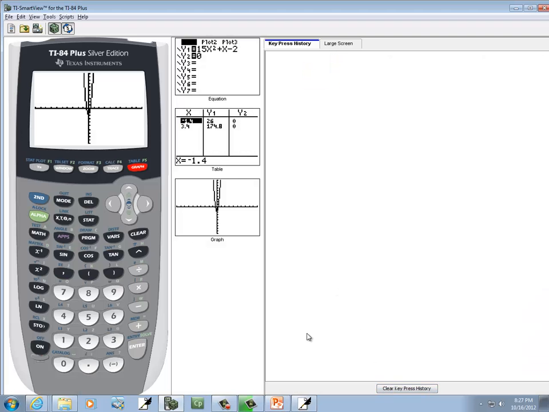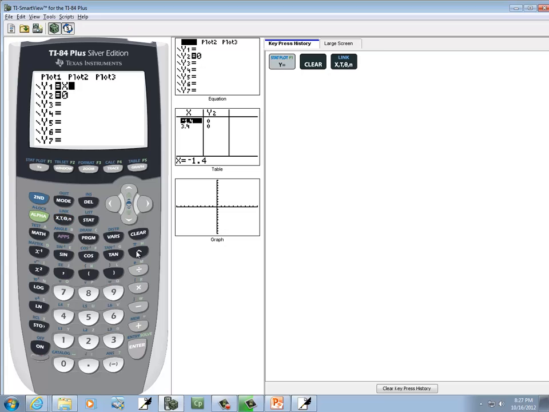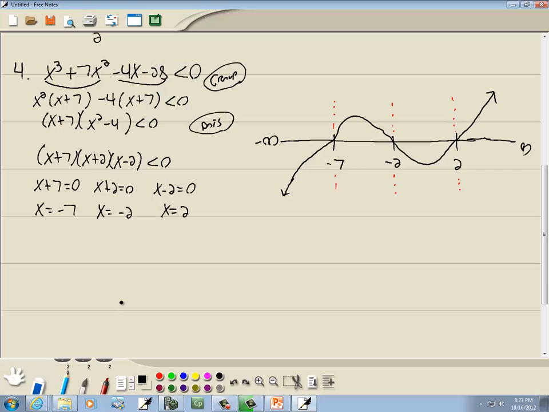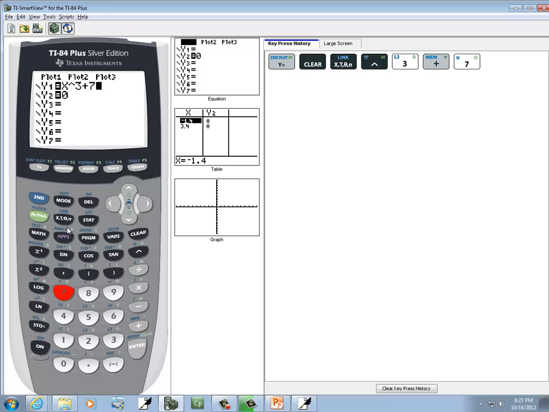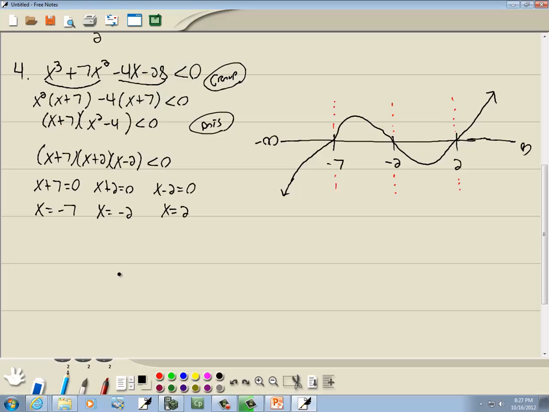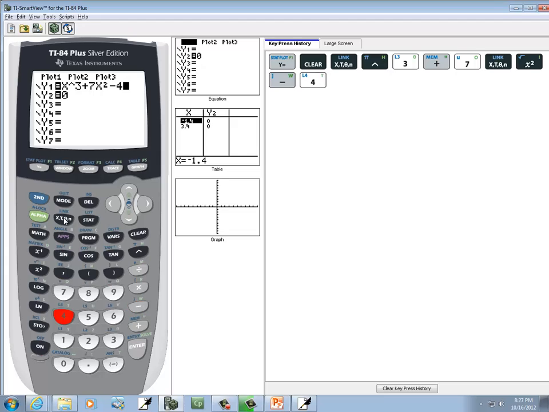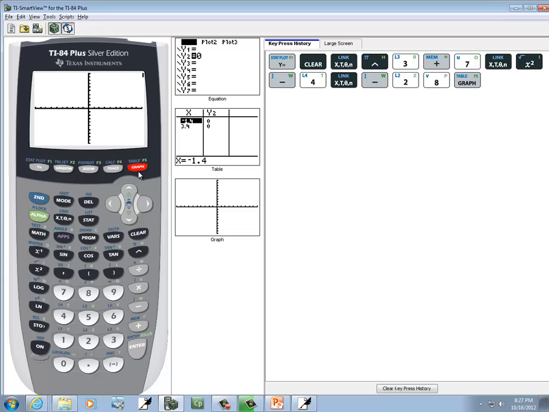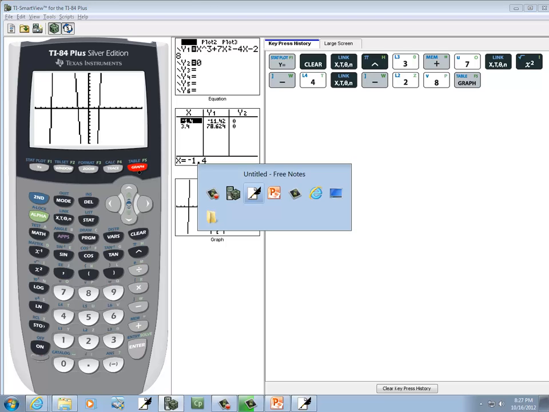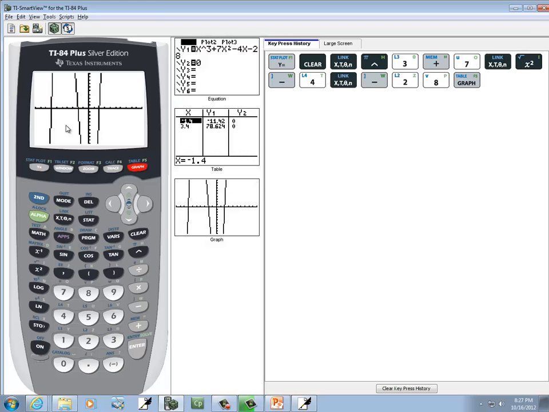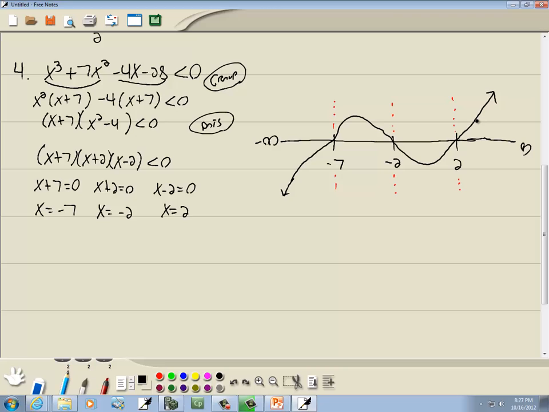So I'm going to press my y equals, clear, and I got x caret 3 plus 7x squared minus 4x minus 28. Then graph. Now again, we could care less what the graph really looks like. We're just trying to see where it's above and below. Actually, by skewing it a little bit, you get a better picture. So this is down below, then it comes up above. So it does look exactly like that in terms of above and below.